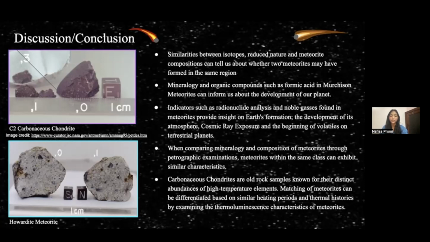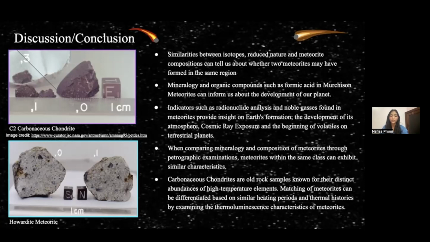Indicators such as radionuclide analysis and the noble gases found in meteorites shed light on Earth's formation, the development of its atmosphere, cosmic ray exposure, and the beginning of volatiles on terrestrial planets. The isotopic fractionation in Martian atmosphere, nitrogen, hydrogen, and noble gases suggests partial loss of the atmosphere over time.